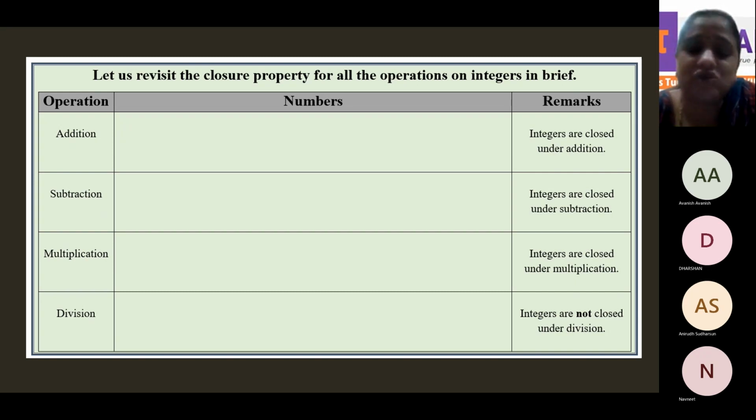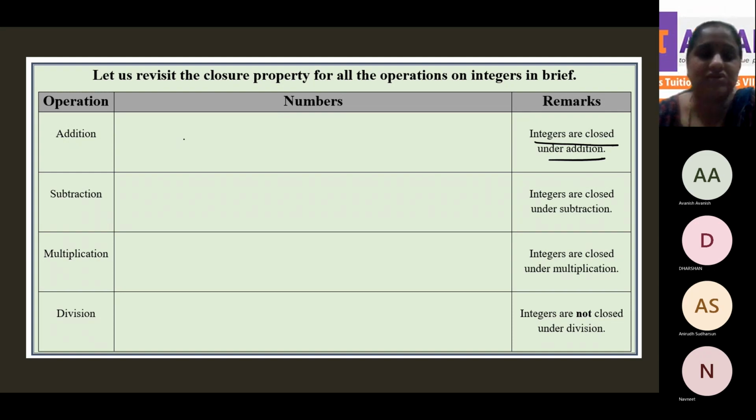Now, integers are said to be closed under addition. You can see here, integers are closed under addition. That means the sum of two integers is always an integer. That's the meaning.